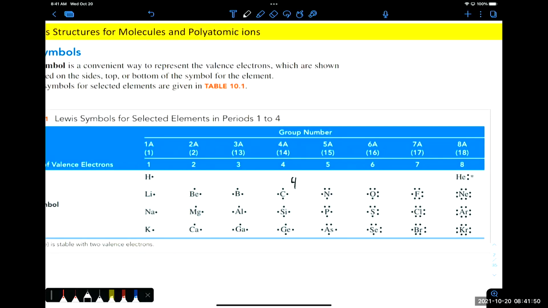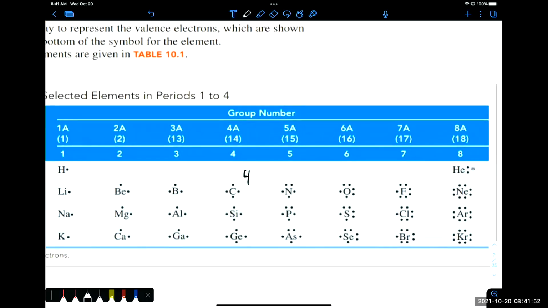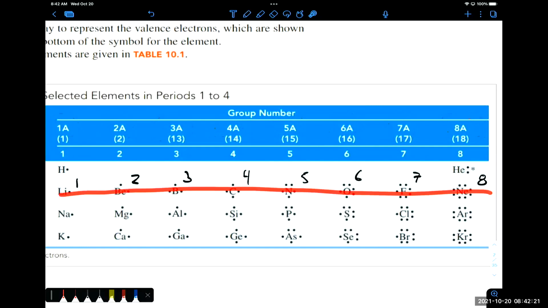So we draw these out like this. All right, so for boron, it's only got 3 valence electrons. It's in 3A. Nitrogen has 5 valence electrons. So 3, 4, 5. Oxygen has 6. Fluorine has 7. Neon has 8. So you can even see this here that as we go across, oh yeah, it's on here. 1, 2, 3, 4, 5, 6, 7, 8. Also matches with these numbers that I've drawn here.